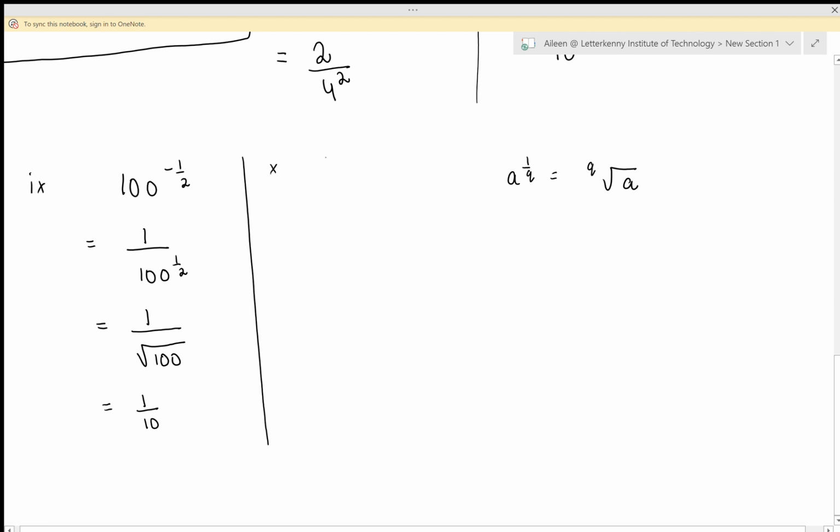Part 10, 36 to the power of minus a half. First, change your negative exponent into a positive exponent. Then, convert it into a surd. And then, root of 36 gives you 6.